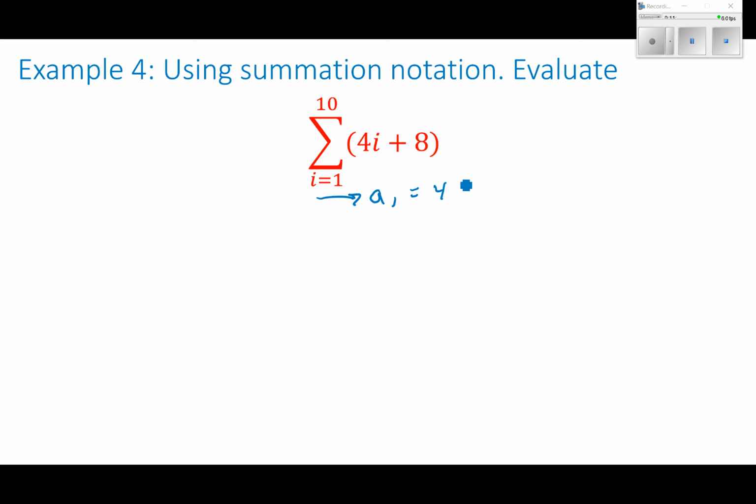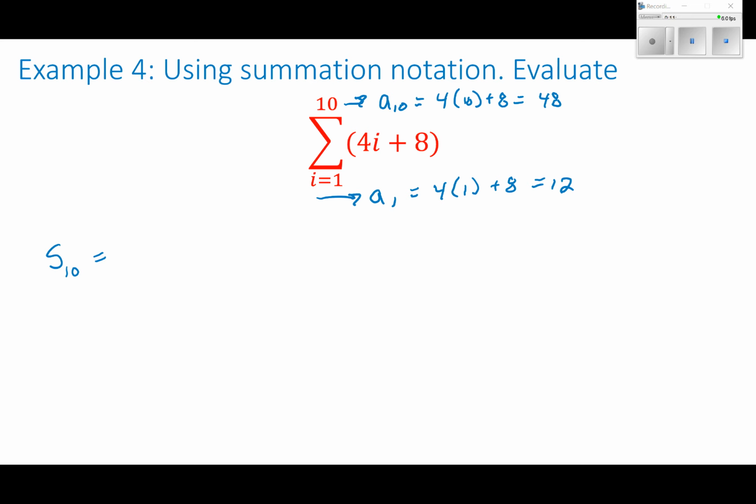Well, a sub 1 would be 4 times 1 plus 8 to equal 12. This tells me I'm going all the way out to the 10th term, so a sub 10 is going to be 4 times 10 plus 8 to get 48. So I know the first term and I know the last term, so I can use that formula. We're going out 10 terms, so it's going to be S sub 10.